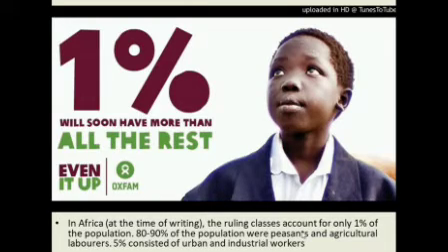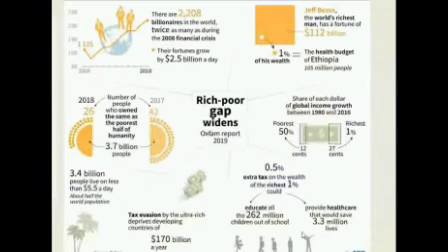80 to 90% of the population were peasants and agricultural laborers. 5% consisted of urban and industrial workers. So now we come to 50 years later, which is roughly speaking more than 50 years. 1% still owns more wealth than the rest, or will soon have more than all the rest. The gap between rich and poor continues to widen.